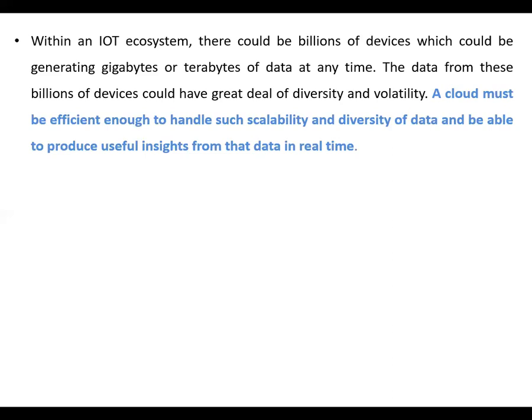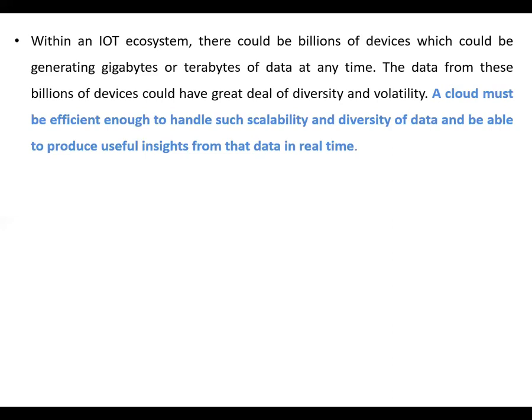So the data from these billions of devices could have great deal of diversity and volatility. The sensors and the devices are heterogeneous. The data types would be different, the formats would be different, the sensor range would be different. So you will have diverse and volatile sort of data.